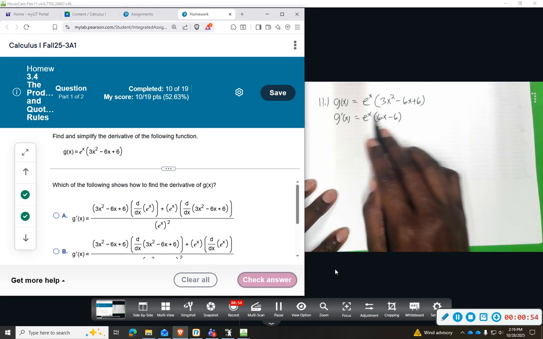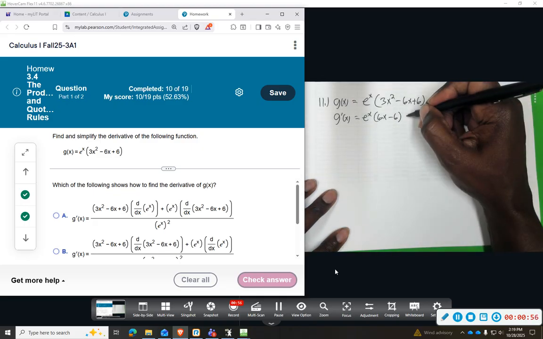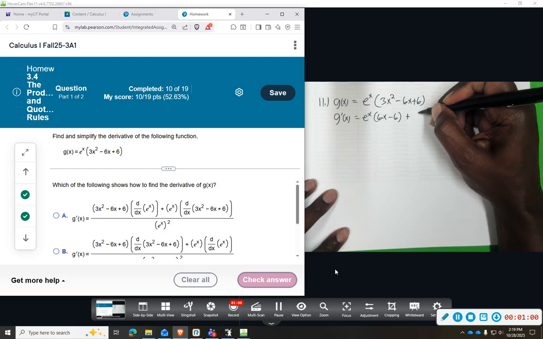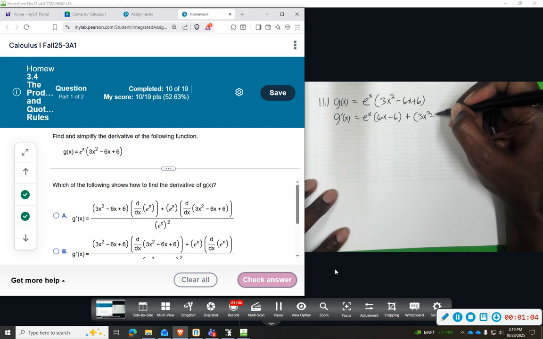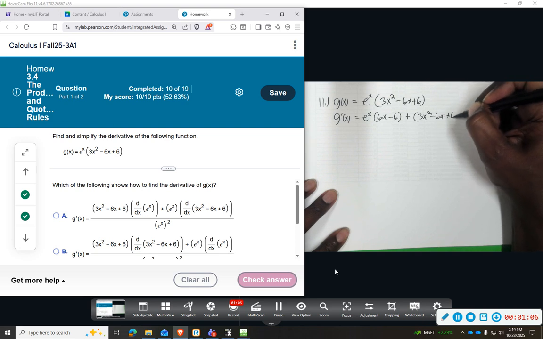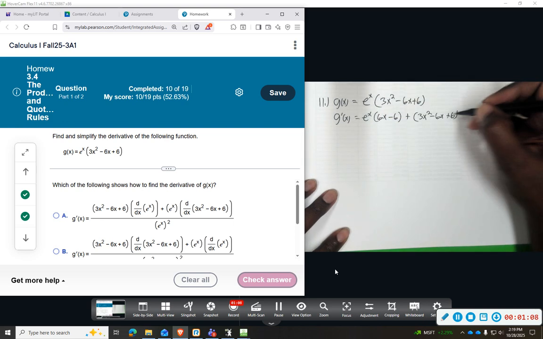So this is first, derivative of the second, plus the second times the derivative of the first. Derivative of e to the x is just e to the x.